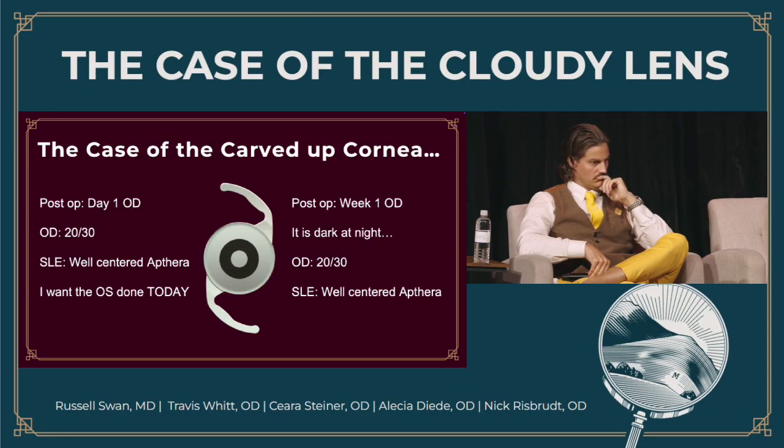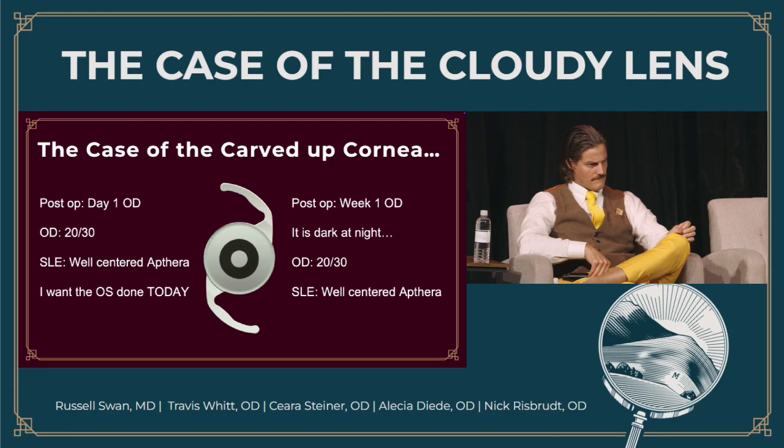And this patient came in day 1 and was so ecstatic. They're 20/30. They've had a high degree of irregular corneal astigmatism for a long time. They have a well-centered Apthera, and we told them, hey, we usually don't do these a day apart, even though all of our other cataract surgery is done a day apart. We usually wait a week or a couple weeks to just see how you're doing. And he's like, no, but I want the left eye done today. And we said, no, you have to come back in a week.